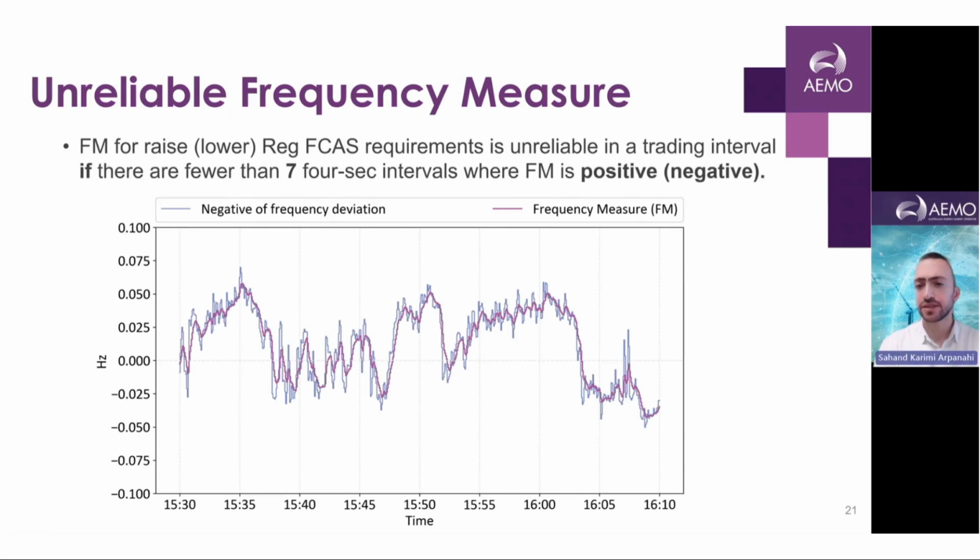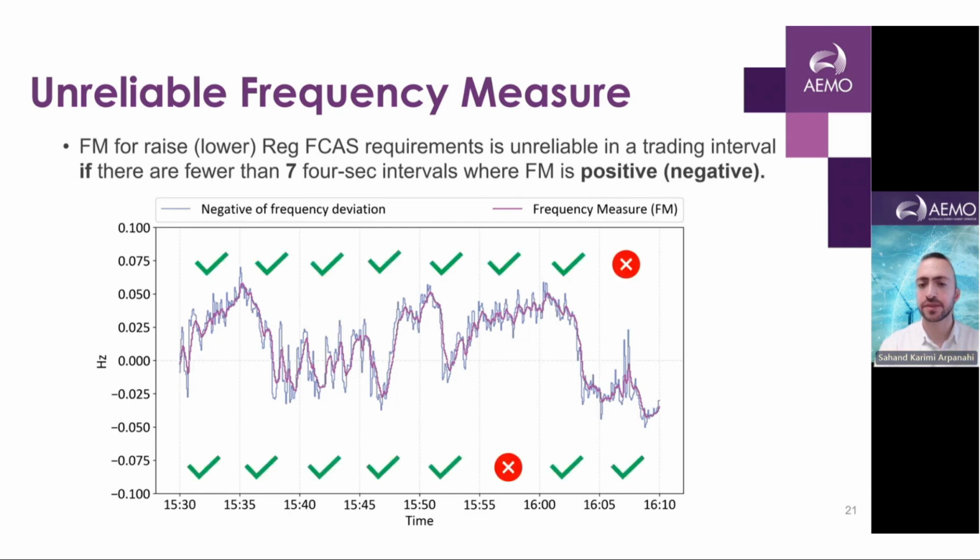One condition that applies separately to raise and lower regulation FCAS requirements is shown here. It specifies that frequency measure for raise regulation FCAS requirements is unreliable in a trading interval if there are fewer than 7 4-second intervals where FM is positive. An example of this can be seen in the trading interval ending at 4:10 p.m. Similarly, frequency measure for lower regulation FCAS requirements is unreliable if there are fewer than 7 4-second intervals where FM is negative. In this figure, this happened in the trading interval ending at 4 o'clock.